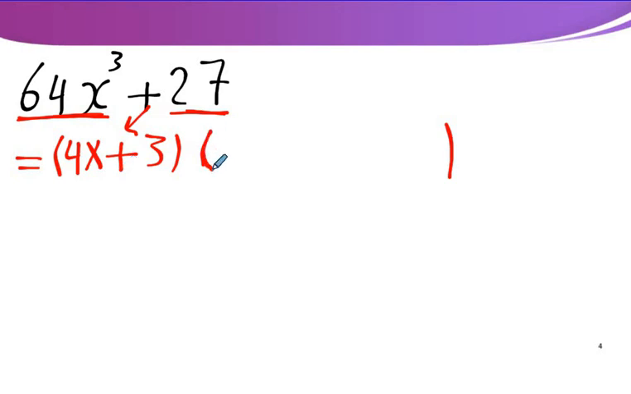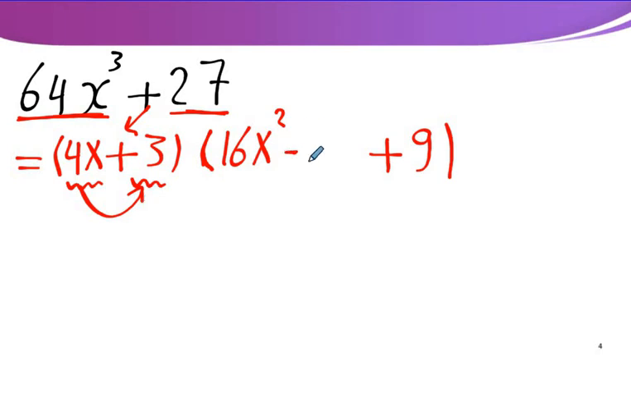Now to get this, multiply the first term by itself. 4x by 4x, 16x to the power 2. 3 multiplied by 3 equals 9, positive 9. Multiply the first by the second. 4x multiplied by 3, 12x. So it will be negative 12x. Another example.